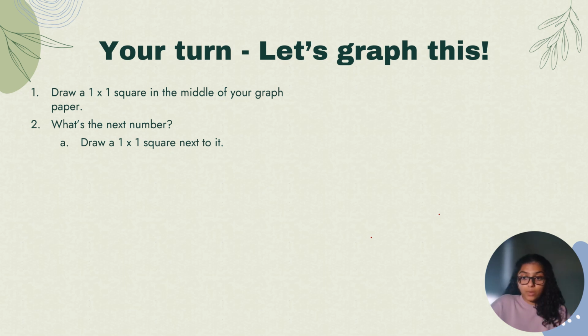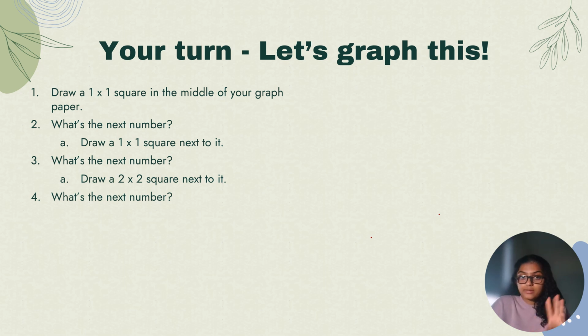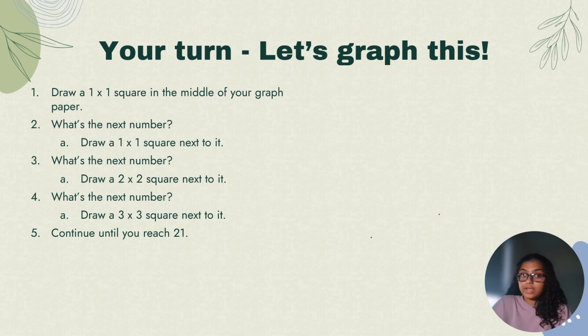So it's a 1 by 1 square. What's 1 plus 1? 2. So then you're going to draw a 2 by 2 square. What's 2 plus 1? 3. So draw a 3 by 3 square next to it. And you're going to keep going until you reach 21.